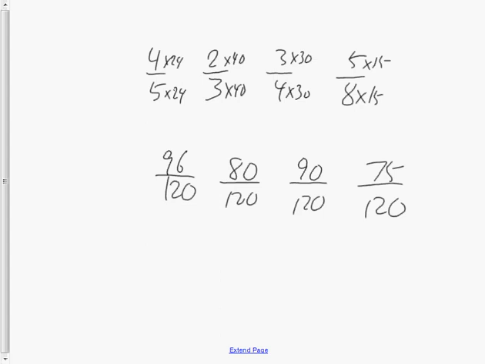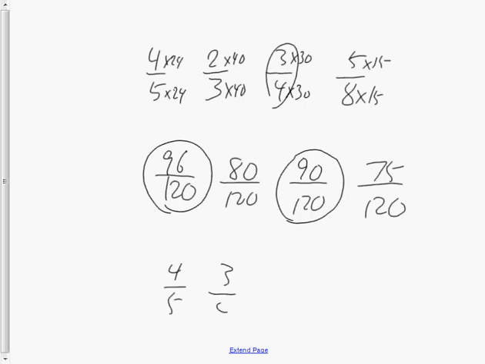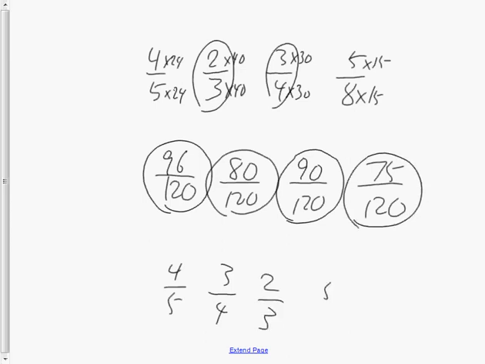So once we have them as equivalent fractions with the common denominator, I can now order them from largest to smallest. This is the largest, so therefore 4/5 is the largest. This is the second largest, so therefore 3/4 is your next largest. Then 2/3 is your next largest. And finally, your smallest is 5/8, like that. Okay.